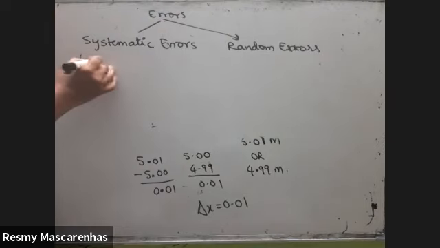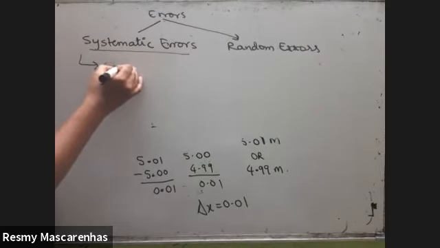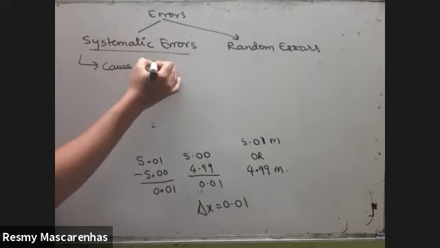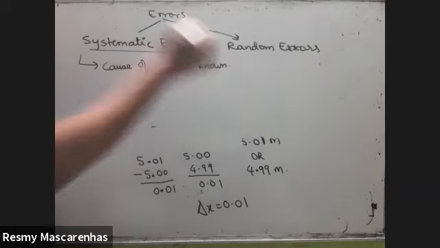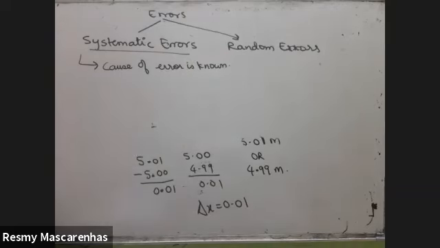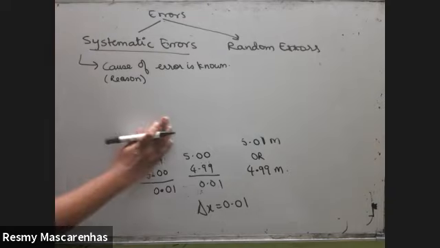The systematic error is when the cause of error is known. Cause of error is known means you know what is the reason for the error. So while measuring the ribbon, you would know whether the shopkeeper or this, okay, or even consider.